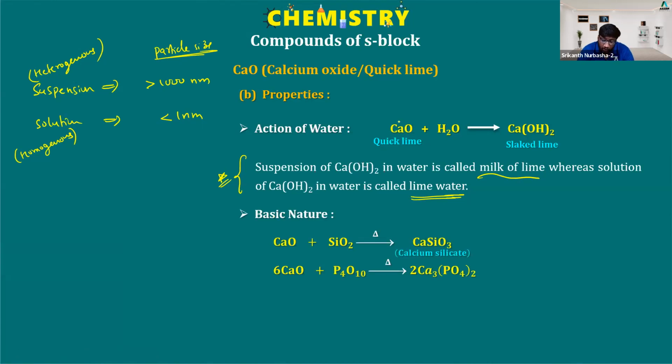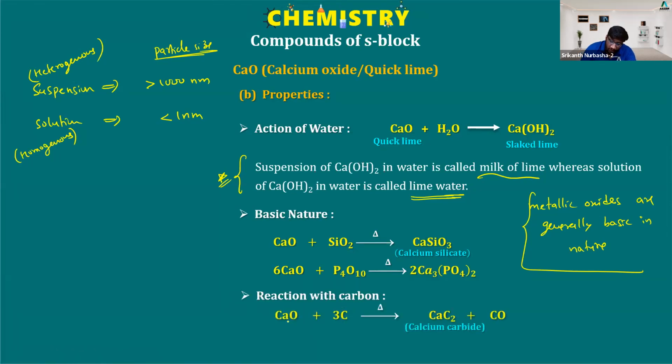Basic nature: CaO, metallic oxides are generally basic in nature. So CaO is a basic oxide, and it will react with acidic oxides. Acidic oxides are non-metallic oxides. CaO reacts with SiO2 to form CaSiO3, calcium silicate, and CaO reacts with P4O10 to form Ca3(PO4)2, calcium phosphate. Yes or no? And in a reaction with carbon, CaO plus 3C upon heating forms calcium carbide, CaC2.